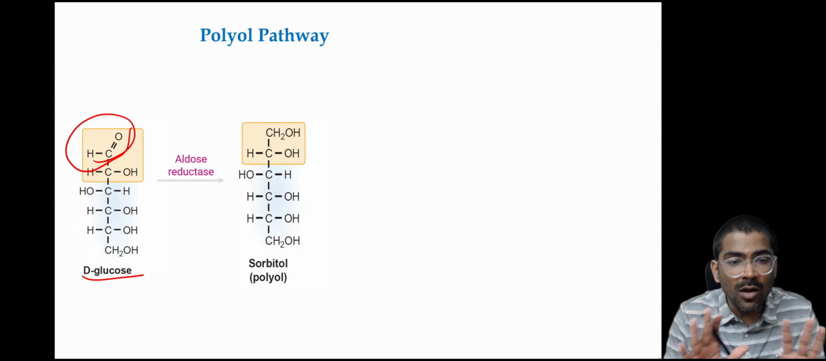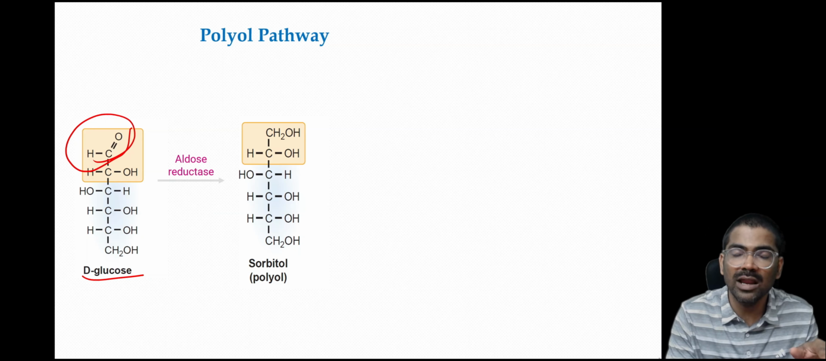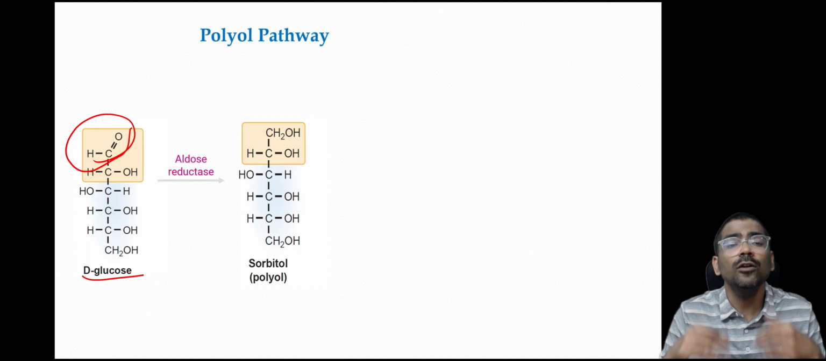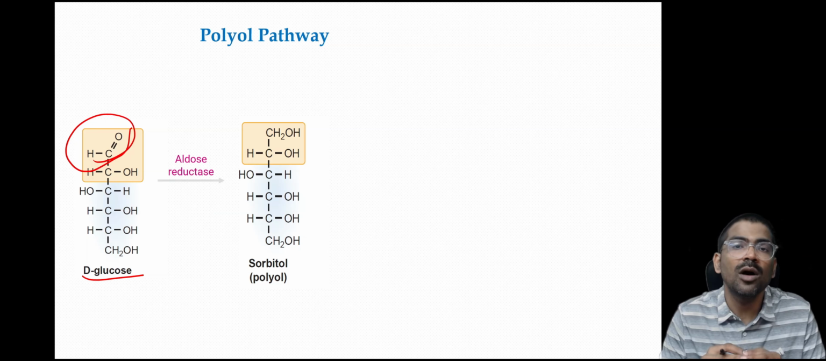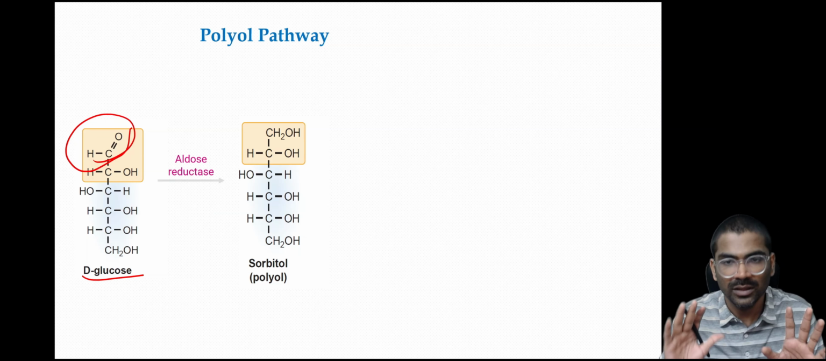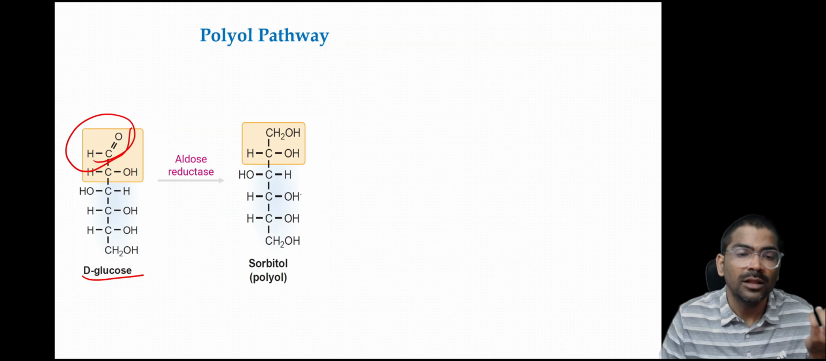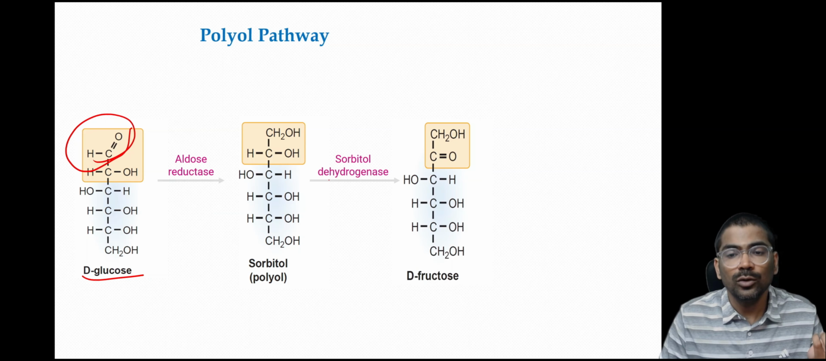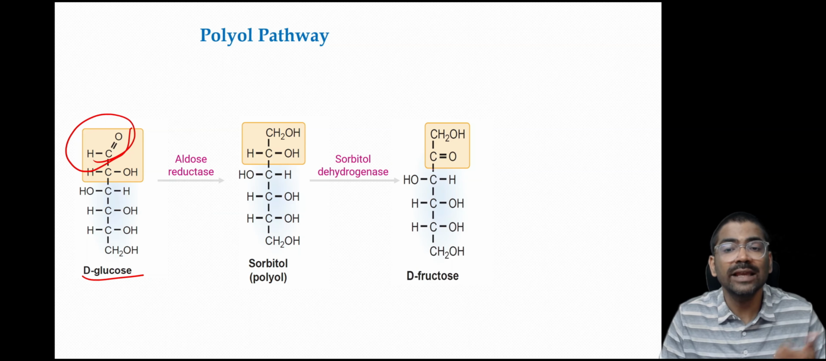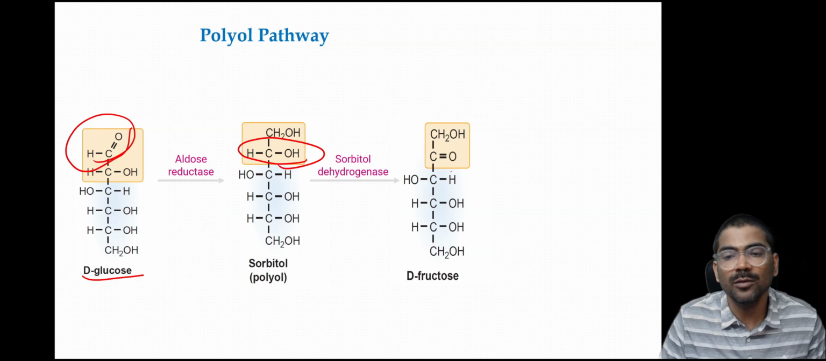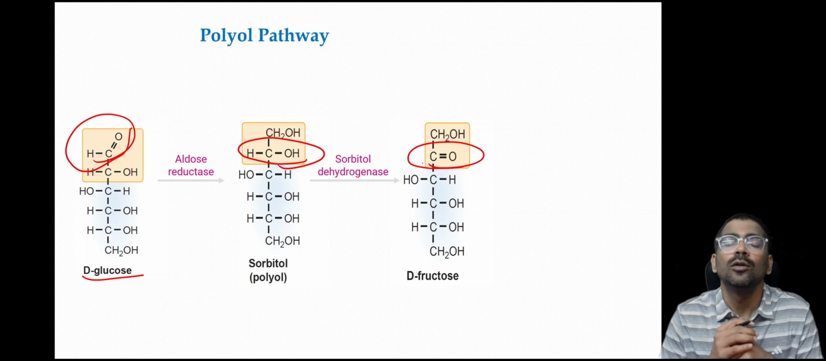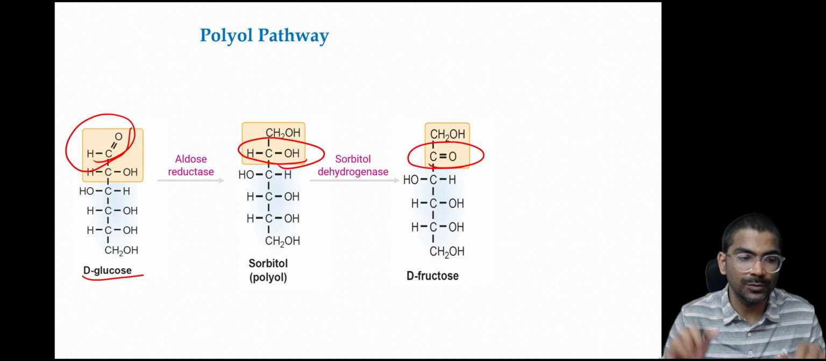Sorbitol is not a carbohydrate because carbohydrates are polyhydroxy aldehydes, polyhydroxy ketones, or compounds which produce them on hydrolysis. Right? What happens to sorbitol? It gets oxidized to fructose at the second carbon. The second carbon is oxidized to produce fructose.